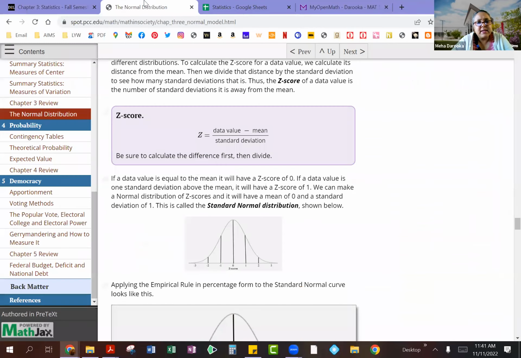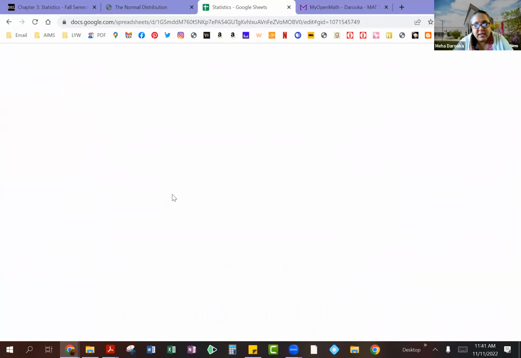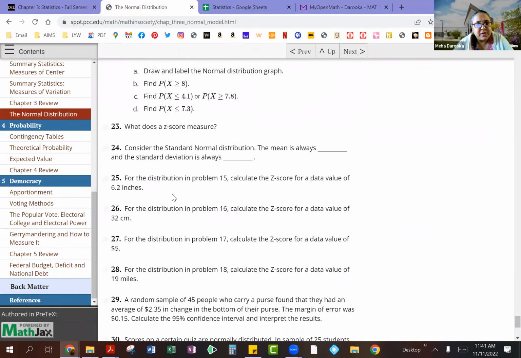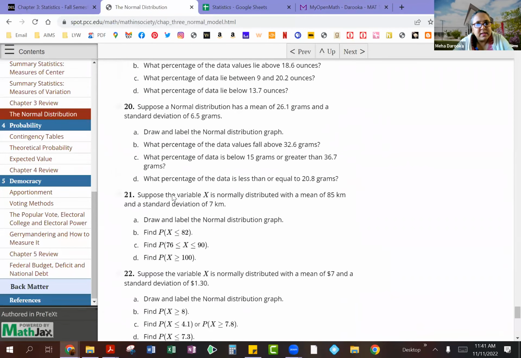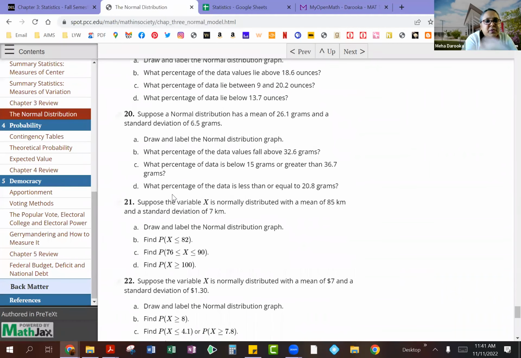Alrighty, folks, let's take a look at one more example before we move on to our confidence interval. And this is number 20. Okay, so number 20 over here, kind of the same thing, but just dealing with decimals instead of whole numbers.